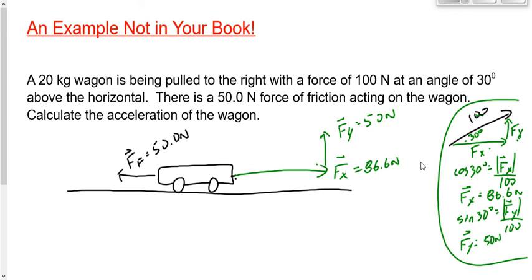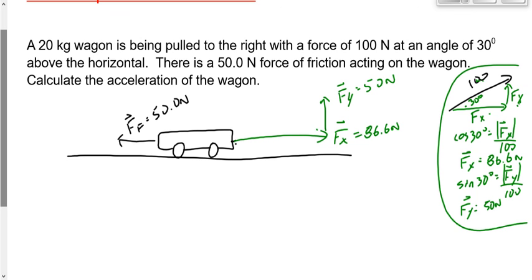Anybody want to take a stab at what comes next? Okay, what do you think? You're saying F net is equal to Ff plus Fx. What about Fy in there? Kelly said F net is equal to Ff plus Fx. That takes care of the horizontal, but what about the y component? Oh man, you guys are figuring this whole thing out. I don't have to tell you anything with this.